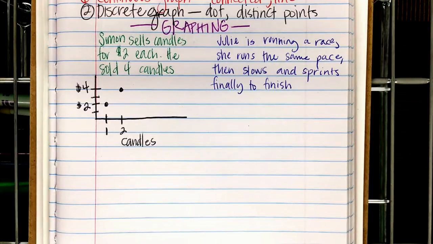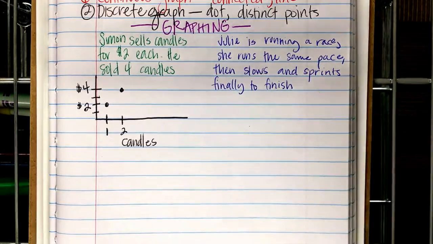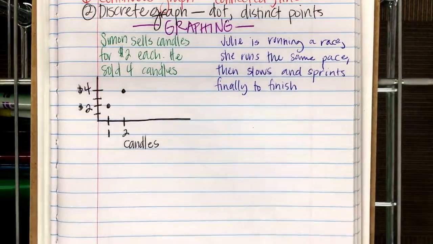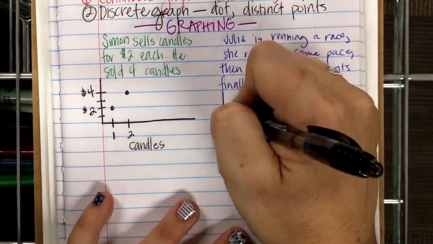Can I run 1.1 miles? Yeah. Can you run 1.2 miles? Yeah. Can you run 1.3 miles? Yeah. Can you run 1 mile? Yeah. Can you run 2 miles? Yeah. Right? Like, is there every opportunity in between? Right? It's fluid. This is a continuous graph.